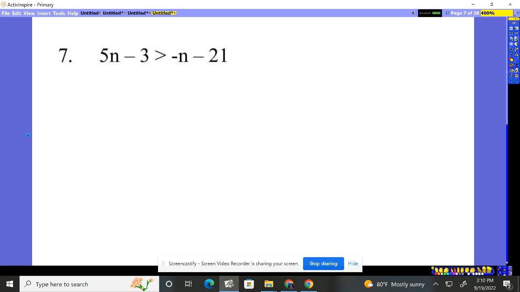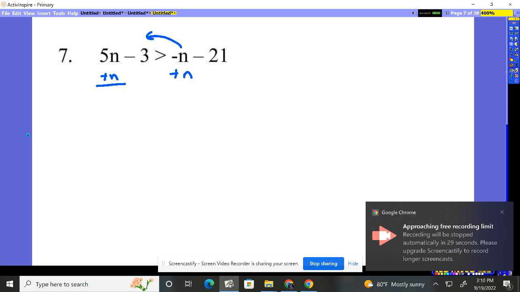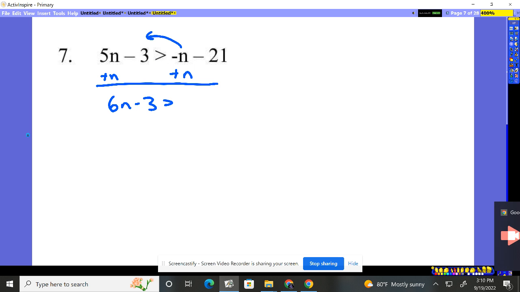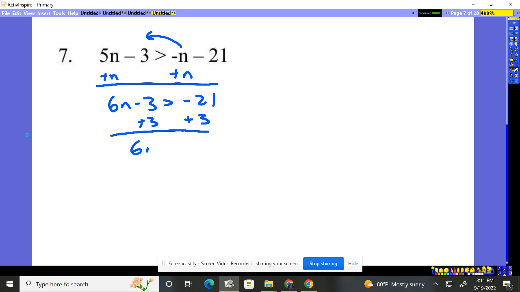Gonna do 2 more. Okay, no big deal. Let's move that n over. How do I move a negative n? I add an n. So I get 6n minus 3 bigger than -21. Add 3, 6n is bigger than -18. Divide by 6, n is bigger than -3. It doesn't flip because I didn't divide by a negative.